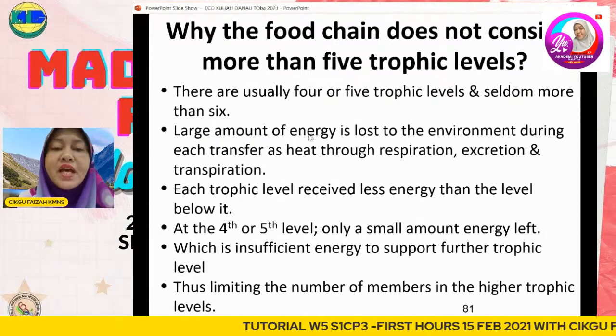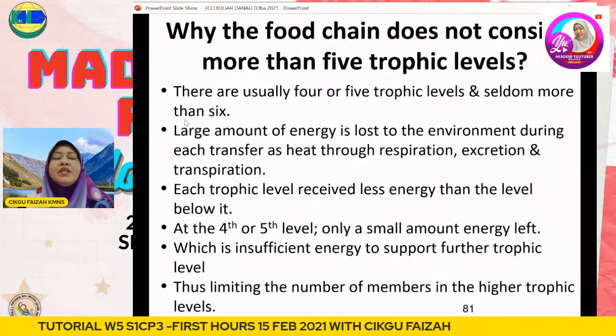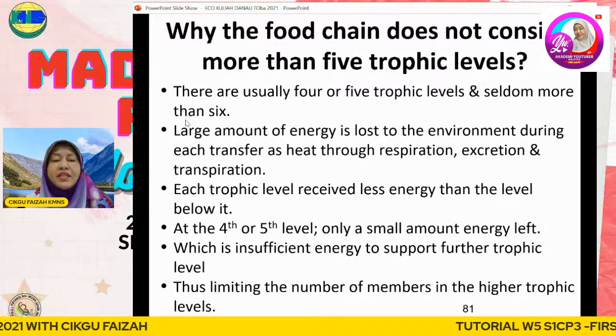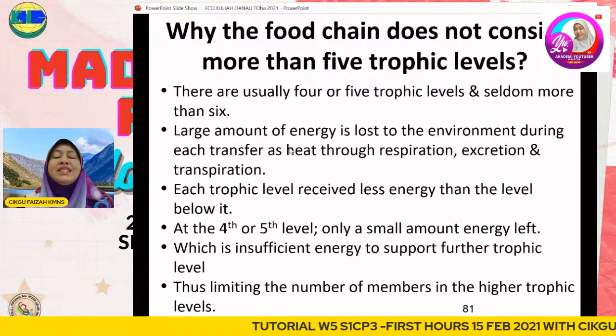Okay. So this is also one of the popular questions. Please give this class five stars and try to answer this question well. This is one of the popular questions too: why does the food chain not consist of more than 5 trophic levels? Cikgu will ask you later. Right? So these are all the reasons why. There are usually 4 or 5 trophic levels.